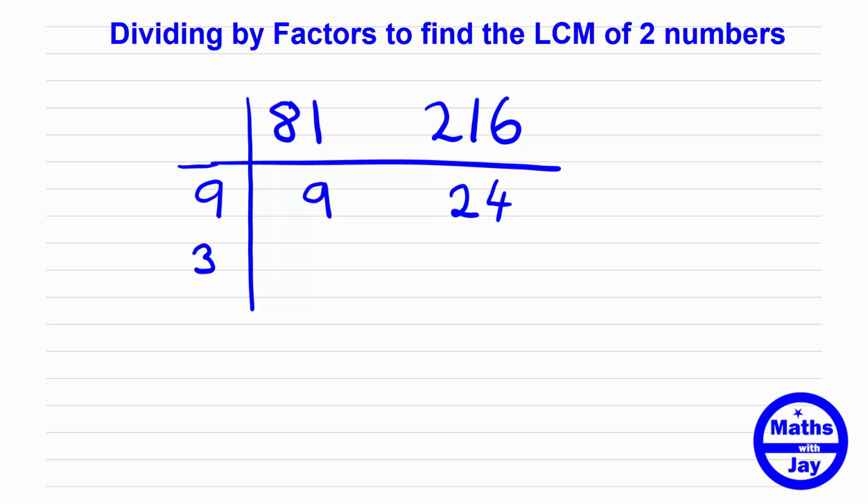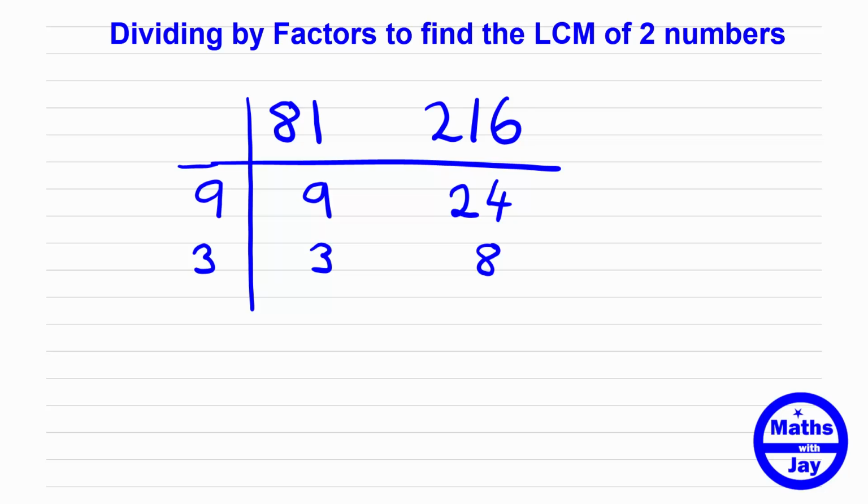So we now divide 3 into those two numbers, into the 9 and the 24. So 3 into 9 goes 3, and 3 into 24 goes 8. And now we have arrived at the stage where we have done the hard work, because 3 and 8 at the bottom of that table don't have anything in common.